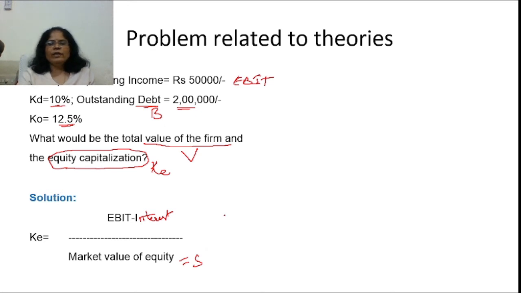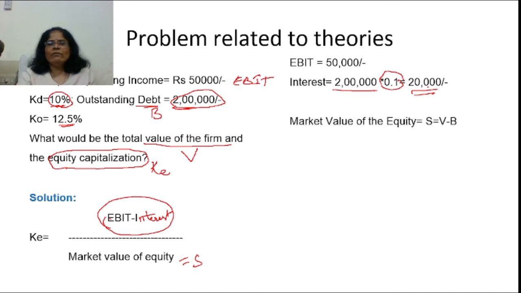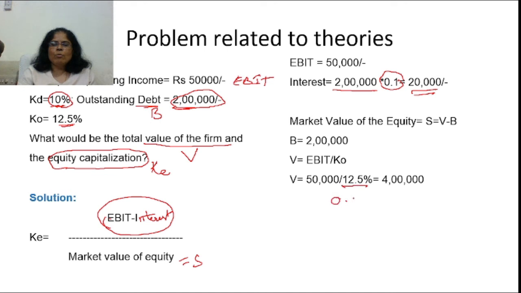Now let us see the solution for it. EBIT is given. In the numerator, this is EBIT minus I. So EBIT is 5 lakhs, right? Then interest. What is the interest? Here debt is 2 lakhs and cost of debt is 10%. So 2 lakhs into 10%, that is 0.1, is equal to 20,000. Right? So EBIT minus interest, you got it. Now the market value of the equity. How do you get it? S is equal to V minus B. But here we have only B, that is 2 lakhs. Then how to calculate V? V is equal to EBIT by K naught. You have EBIT and you have the cost of capital. Now divide them: 50,000 divided by 12.5%, that is 0.125. Then the value is 4 lakhs.